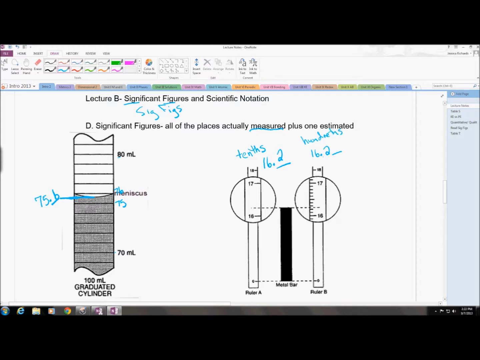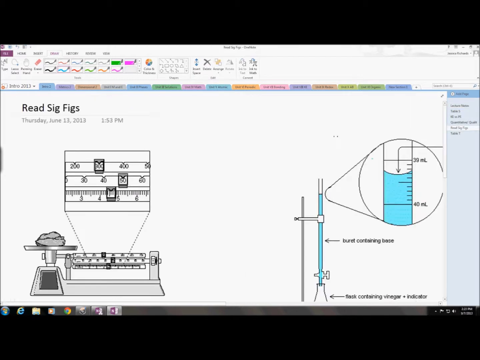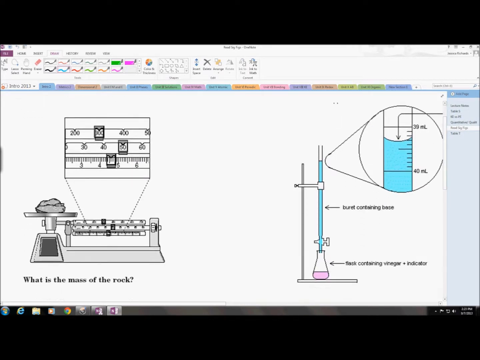It's 16.2, so I need to estimate the hundredths. In this case, I'm going to estimate the hundredth. This ruler is more accurate. Ruler B is more accurate because it measures more actual decimal places, and I would estimate that at about 0.5, so about 16.25.